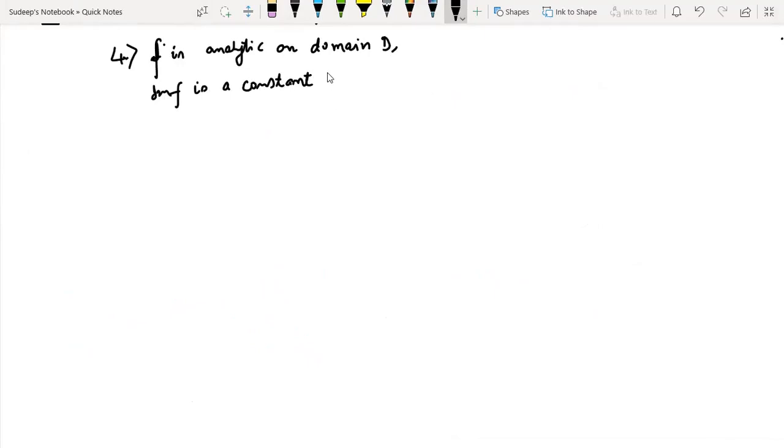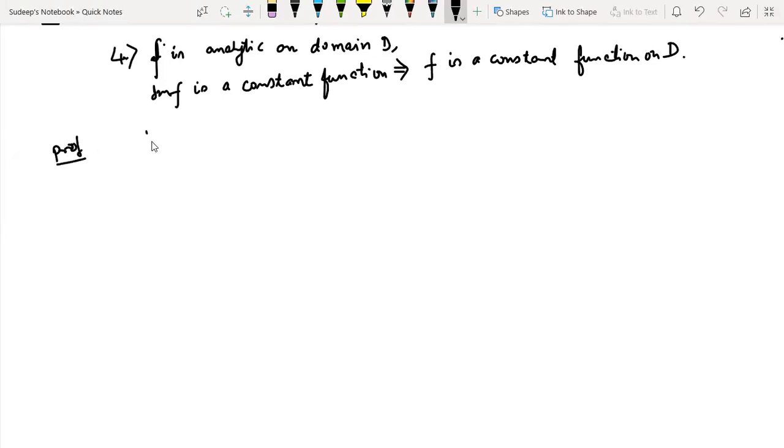Imaginary part of f is a constant function. It implies what? It implies that f is a constant function on D. See how? Now it is given that the imaginary part of f is a constant function, which implies that v must be equal to c.